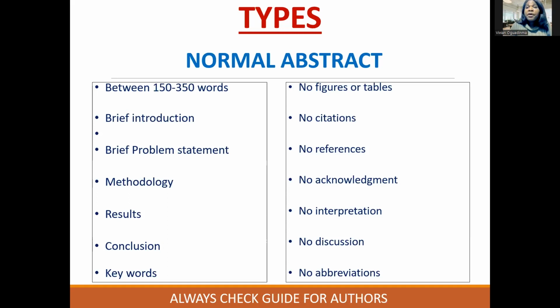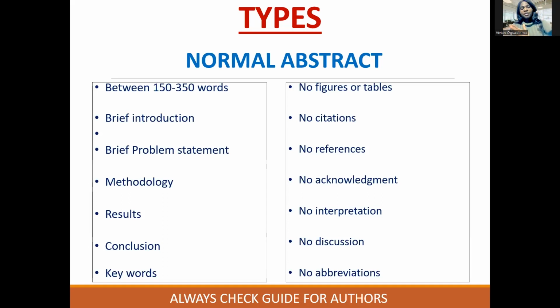Of course, feasibility is very important in research. If you've put in the time to conduct a research, then people need to see what you've done because it adds value to society. Also know that there are no figures or tables in a normal abstract. It is prohibited. No citations, no references, no acknowledgements, no separate interpretation section. It has to be incorporated into the results within the 350 words. No separate section for discussion and no abbreviations.